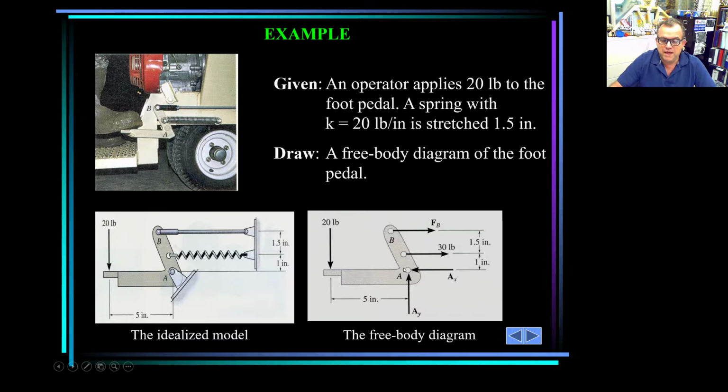And after that, I should say, for example, summation of moments at A equals 0, and then you have 20 times 5, whatever you say. I mean, if you say this direction is positive, then it's going to be positive, and then FB, positive 20 times 5, and then negative FB times 2.5, negative 30 times 1 equals 0, and then you can solve for FB. And once you have FB, you can say summation of forces in X equals 0, FB minus AX plus 30 equals 0. That would be the way.